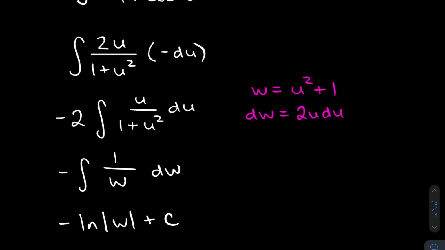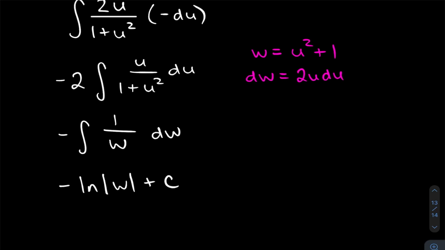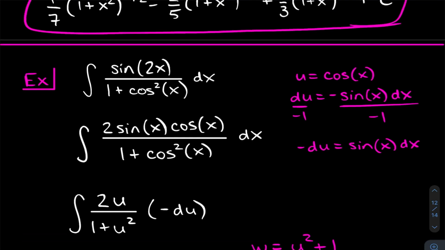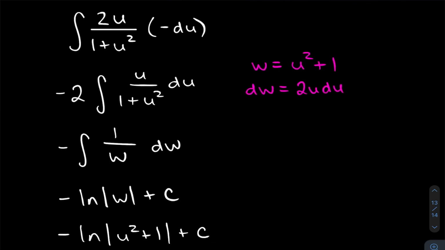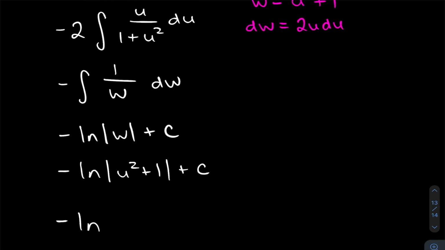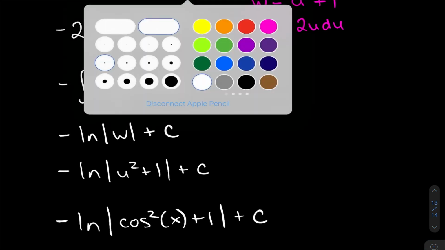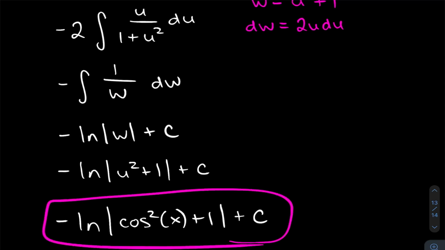And now, the only weird part, I guess, is that we have two things to substitute back in. First, we know that w is u squared plus 1. And we also need to know that u is cosine of x. So this actually becomes the negative natural log of cosine squared of x plus 1, plus c.